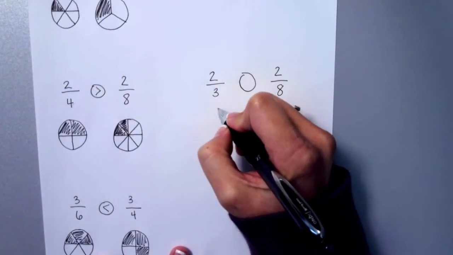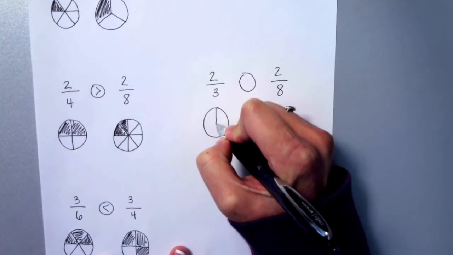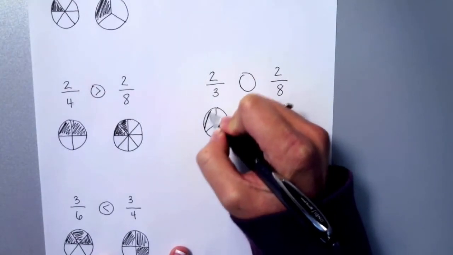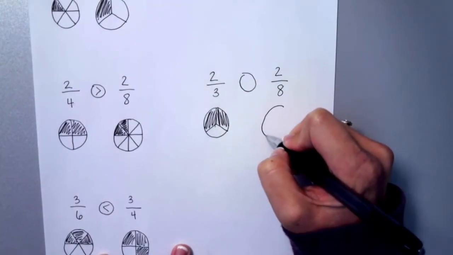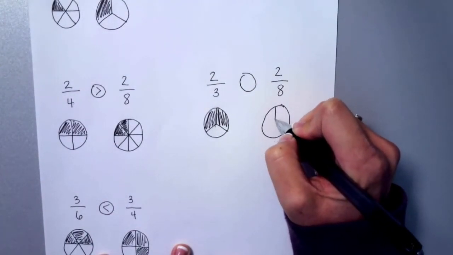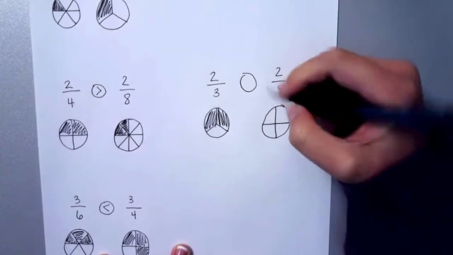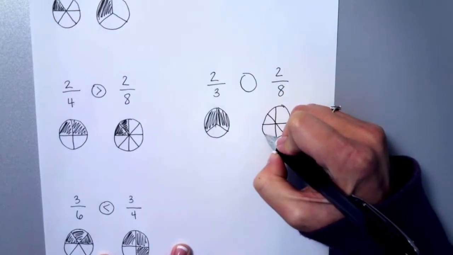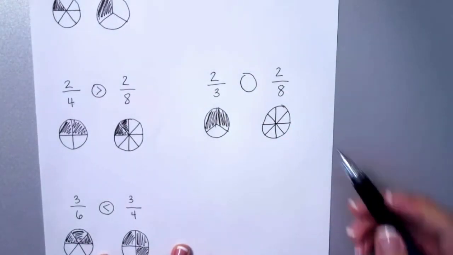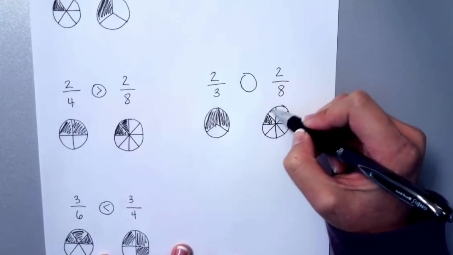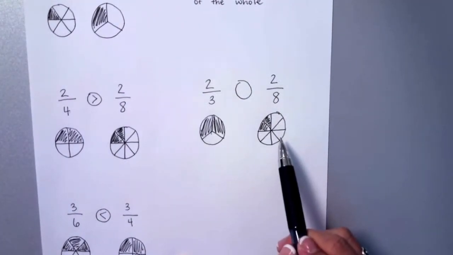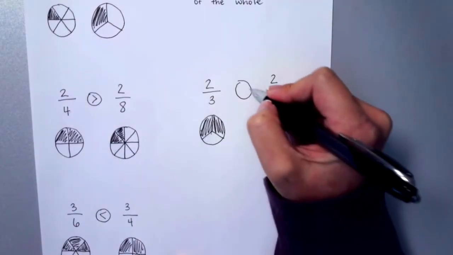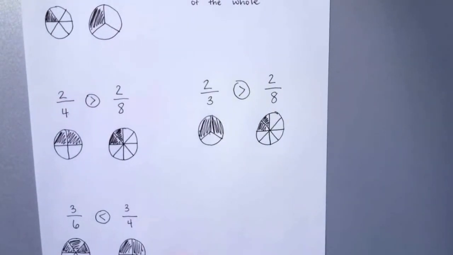All right, so 2/3, I'm going to divide my circle into thirds. And I know that 2 of these pieces are going to be shaded. And over here, I'm going to divide my circle into 8s. Ooh, that was not a very good circle. Again, we're doing our best to keep our pieces the same size. All right, and I know that 2 of my pieces are going to be shaded in. And looking at my comparisons, I can see that 2/3 has more of my circle shaded than this 2/8. So 2/3 is going to be greater than 2/8.